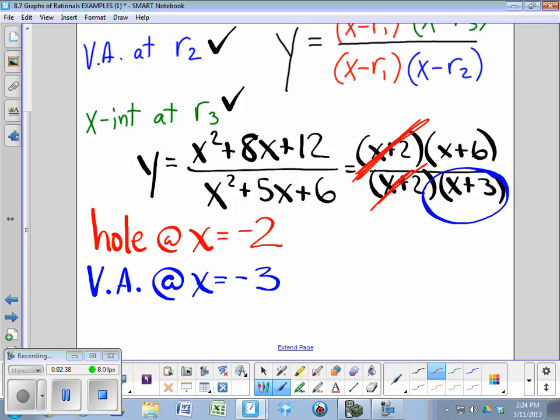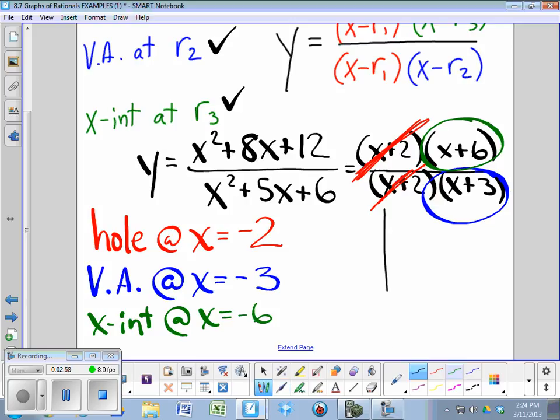Now, is there an x-intercept? Yes. For the x-intercept, you want to look at the numerator. What would you plug in to produce 0 up there? So there's an x-intercept at -6. So if you were going to make a graph of this, one thing you could do is you could go left 6, and you could put an x-intercept. You could go to -3 and draw, what's this? A vertical asymptote. And when x is -2, you would have a hole in the graph.